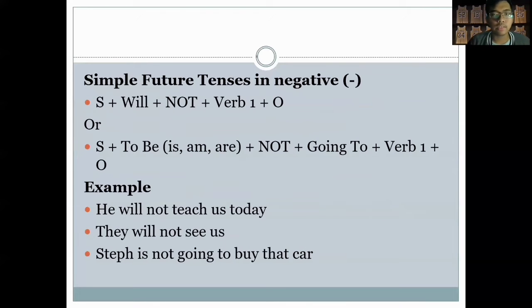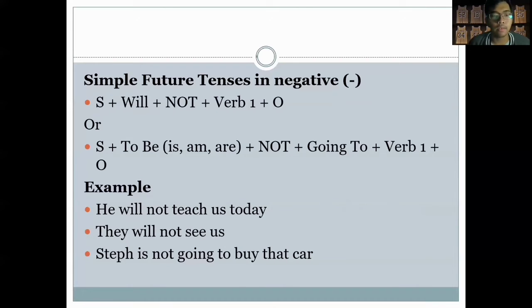And then simple future tenses in negative. Basically the formula is similar, but the difference is you put not after will. So the formula is like this: subject plus will plus not plus verb 1 and then plus object, or subject plus to be, is, am or are, plus not plus going to plus verb 1 and then plus object.